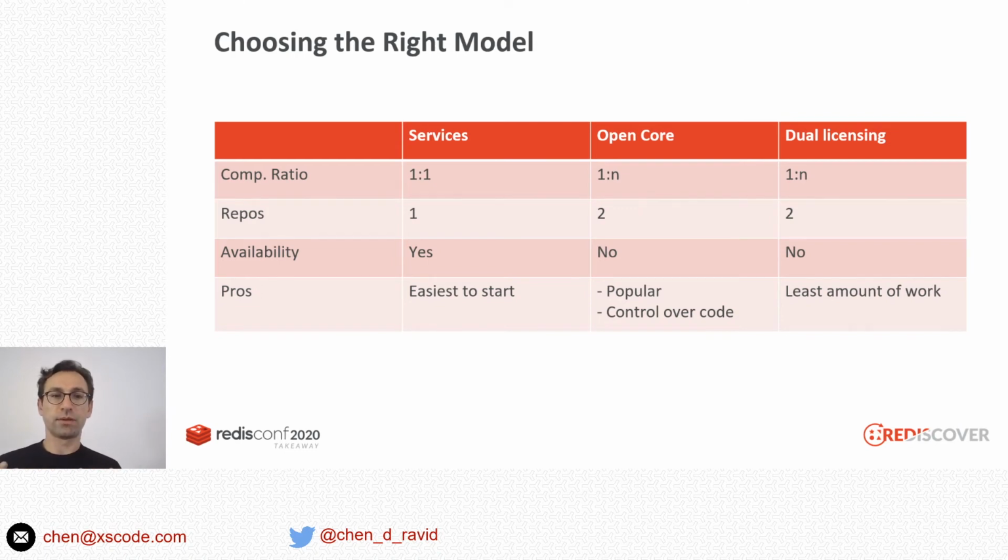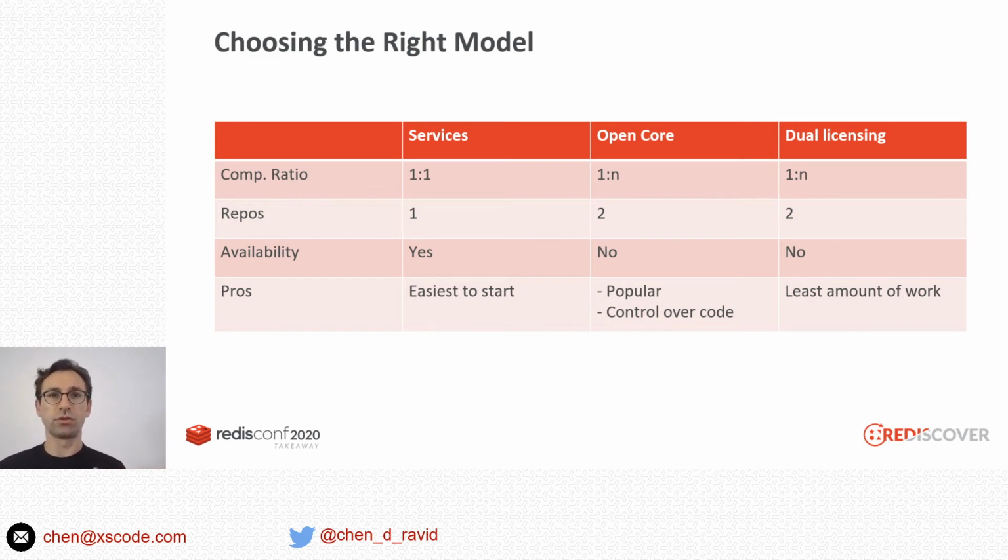So the great thing about services is that they're probably the easiest to start. You don't need to do anything other than saying you want to offer services and pricing them. The open core model is a very popular and very easy to explain concept. A lot of people use this. Many of the big open source companies are using it, so it's not a foreign concept.